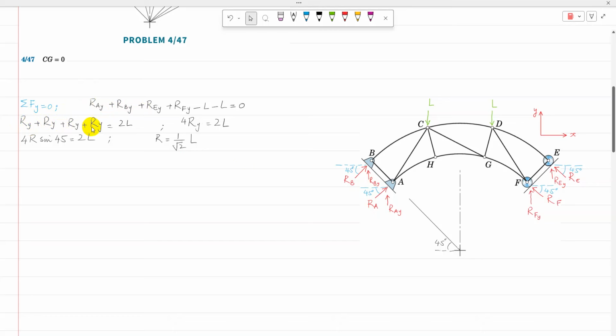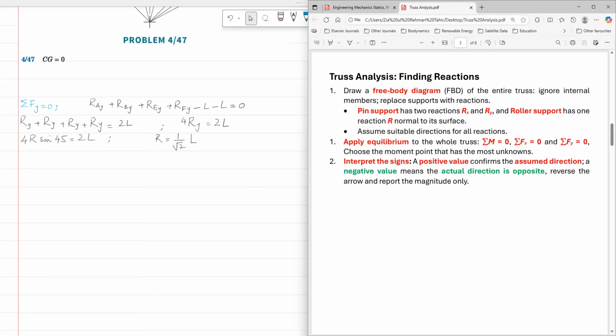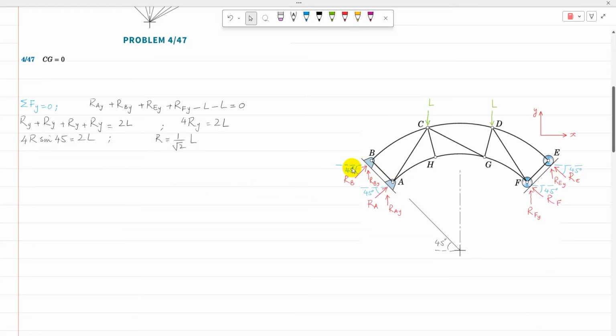All reactions are the same, so they are replaced with RY. So RY plus RY plus RY plus RY, all four, is equal to 2L. So 4RY is equal to 2L, and RY is equal to R sine 45. So 4R sine 45 is equal to 2L, and the reaction is equal to 1 over 2 L. Because the answer is positive, the positive value confirms the assumed direction. So the chosen direction of the reactions is correct.